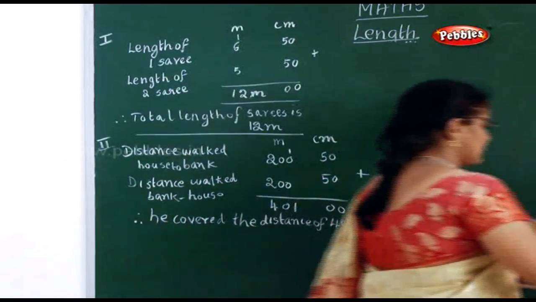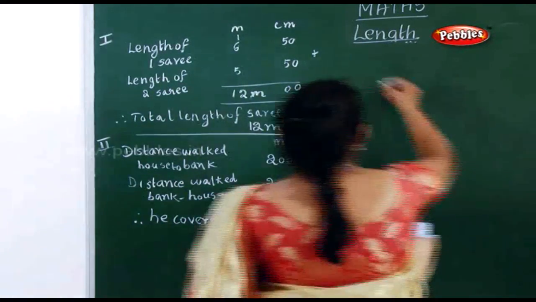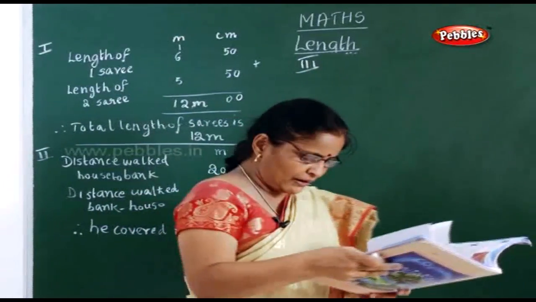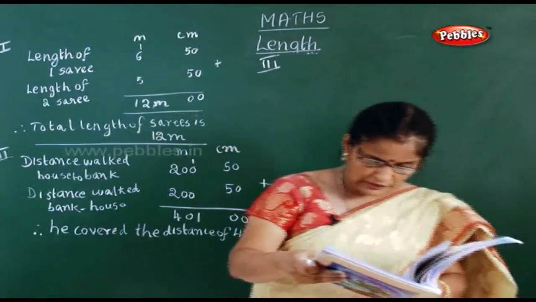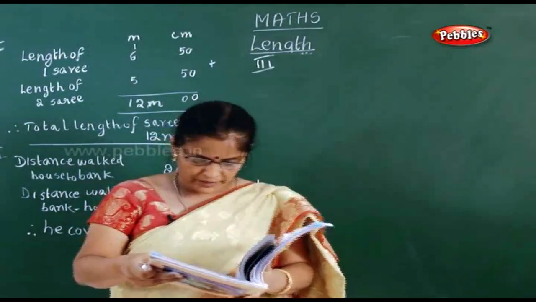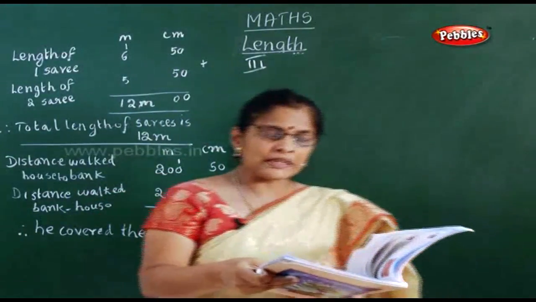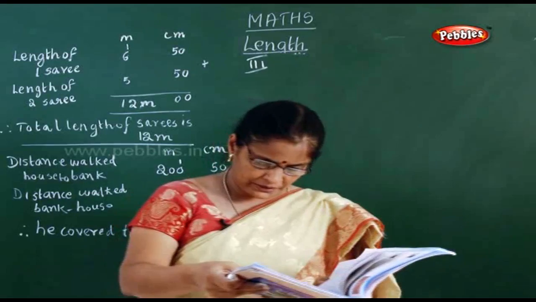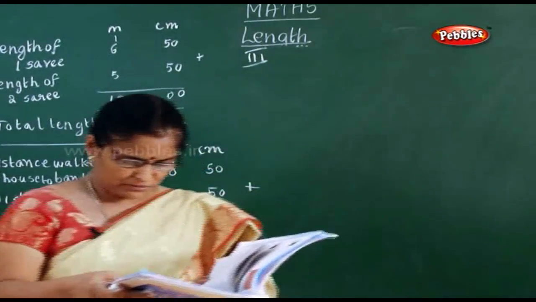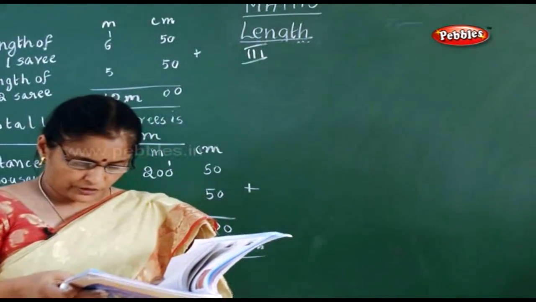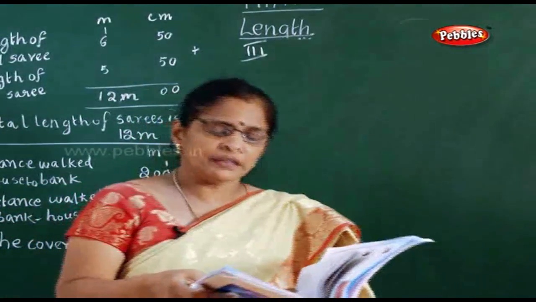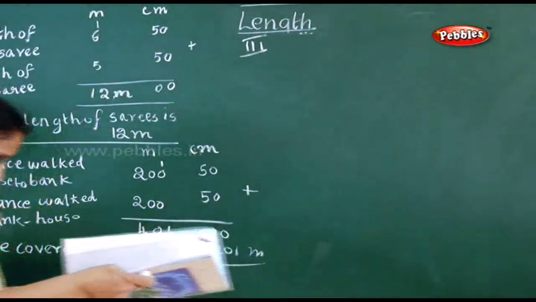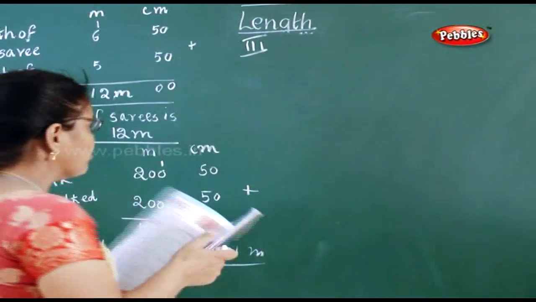Now next, the third sum. What is the third sum given in your book? If the length of two roads are 25 kilometer and 500 meter and 30 kilometer and 400 meter. So, one road is 25 kilometer and 500 meter. The other road is 30 kilometer and 400 meter. Now, what is the question? What is the length of both road?